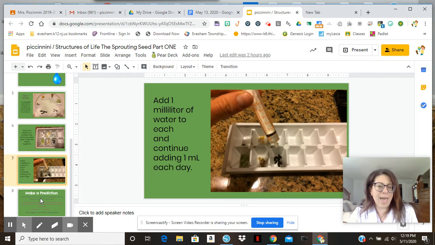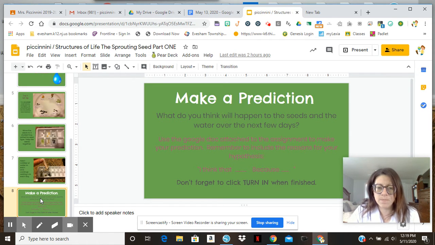Now, what do you think will happen? You're going to make a prediction. What do you think will happen to the seeds and the water over the next few days? You're going to use an attached Google Doc. It's attached to this assignment in Classroom to make your prediction. Remember to include the reasons for your hypothesis, and you want to frame your statements. Your couple of sentences, make sure you have a capital at the beginning of your sentence and punctuation at the end.